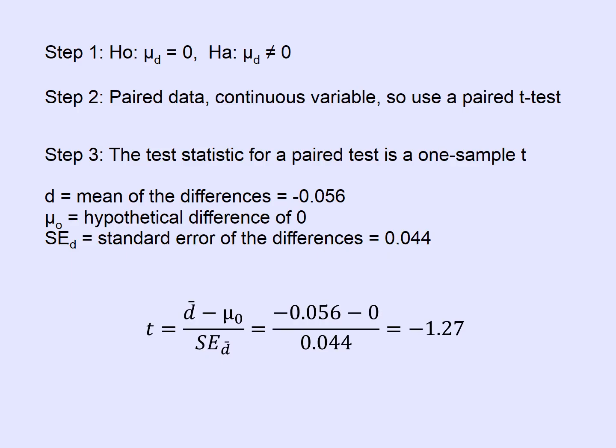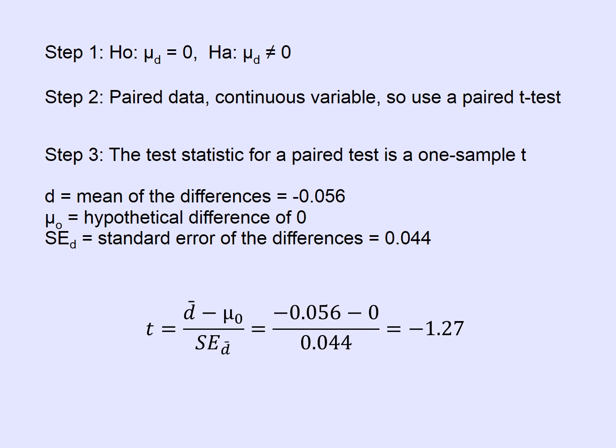So let's state our hypotheses. Our null is that our mean difference between the before and after equals 0, and our alternative is that it doesn't equal 0. We're going to calculate the mean of the differences, and there it is, negative 0.056. The mu null is the hypothetical difference, 0. The standard error of the difference is 0.044. We plug that into our t calculation, and there's our test statistic.